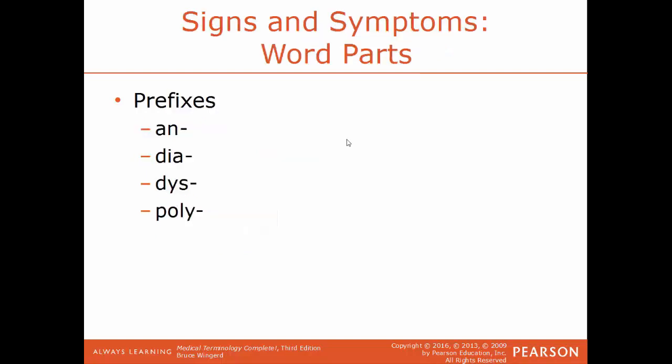All right, now we'll go over some signs and symptoms in the word parts. We'll start with some prefixes. An means lacking or without. Dia means complete or through. Dis means painful or abnormal or difficult. And poly means many or more than one.